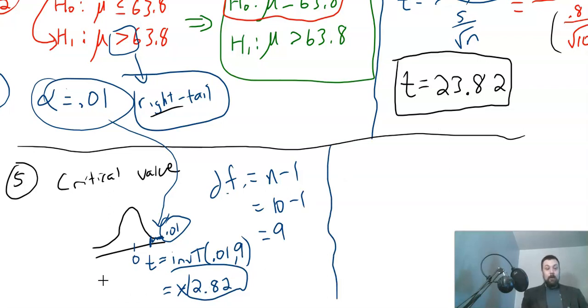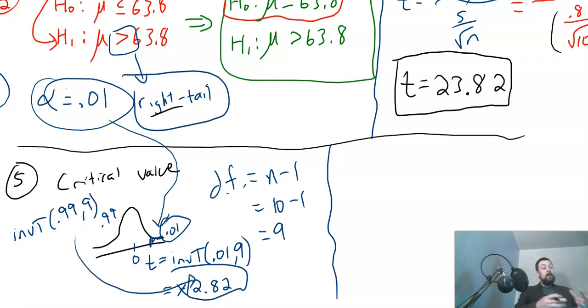If you don't like doing it that way, then the proper way we should have done this is to find the area to the left, which is going to be 0.99, right? 1 minus the area to the right gives me the area to the left. And then I should use that in my inverse t, degree of freedom 9. It's going to give you the same number, but it'll come out positive that time. That way, you just take the number as is in your calculator. You don't have to worry about dropping the negative sign.